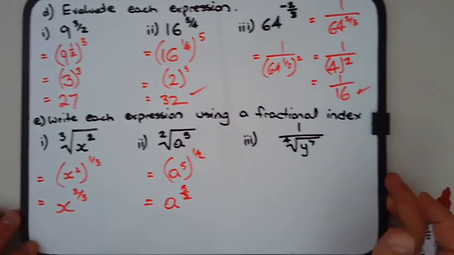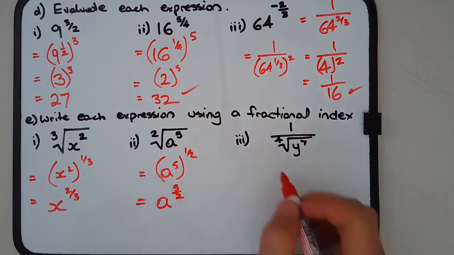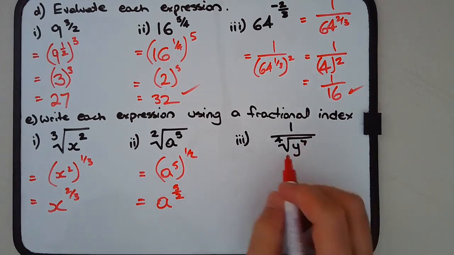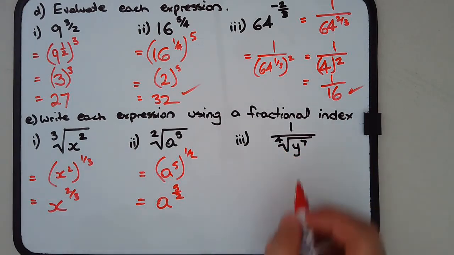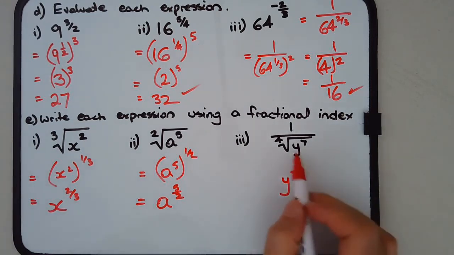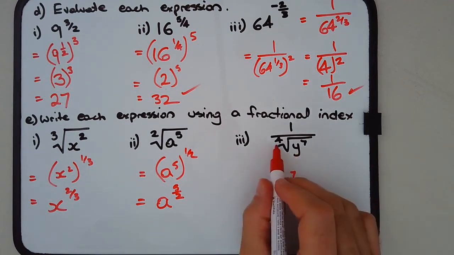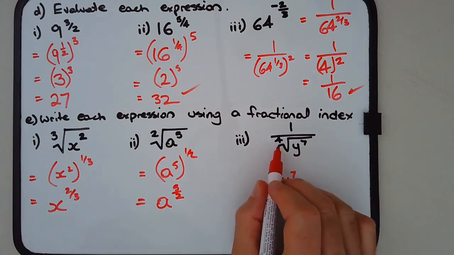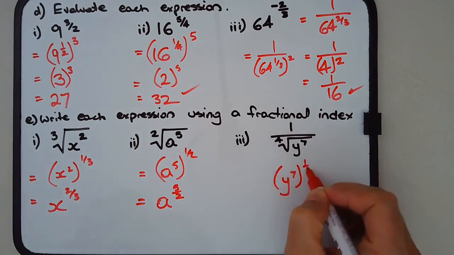Last one, the grand finale. We save the best till last. What about this one? It's 1 over something, so there's a negative index there. I might write this in a few steps, and then we've got a fourth root of y to the power of 7. Whoa. Well, maybe we can do this in stages. Start off with what's inside the surd first. y to the 7. It's being raised to 1/4. It's the fourth root, isn't it? So that's to the power of 1/4.